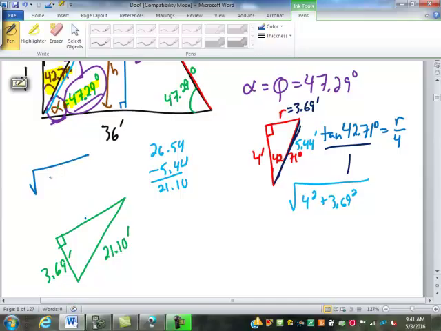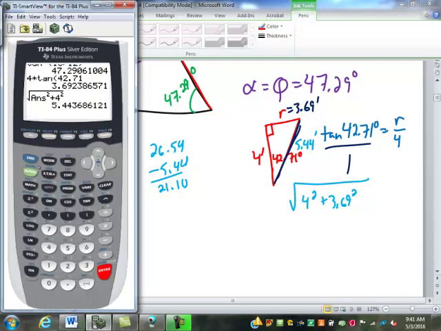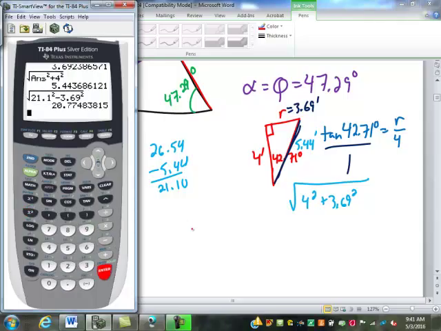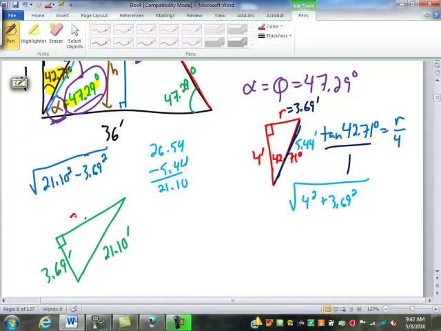That's going to be the square root of 21.10 squared minus 3.69 squared. Why is it minus? Because it's the hypotenuse. I have the hypotenuse and I'm looking for one of the legs. So square root of 21.1 squared minus 3.69 squared is 20.77. That is our length M.